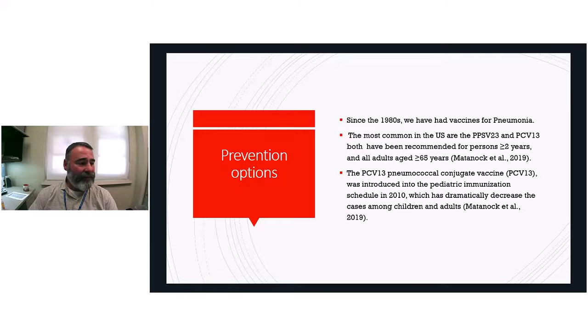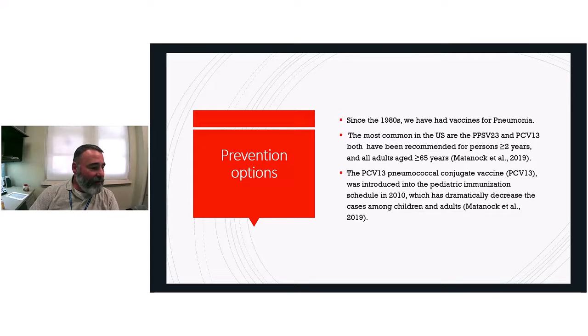So, prevention options. Since the 1980s, we've had pneumonia vaccinations. The most common in the U.S. are the PPSV23 and the PCV13. The PCV13 pneumococcal conjugate vaccine was introduced into the pediatric immunization schedule in 2010. By doing this, they've had a drastic decrease in both adult and pediatric cases of pneumonia.